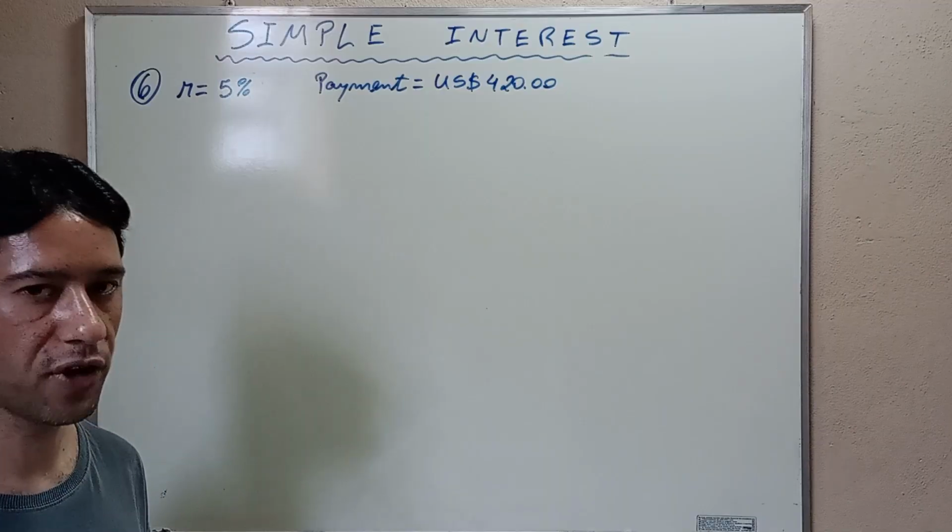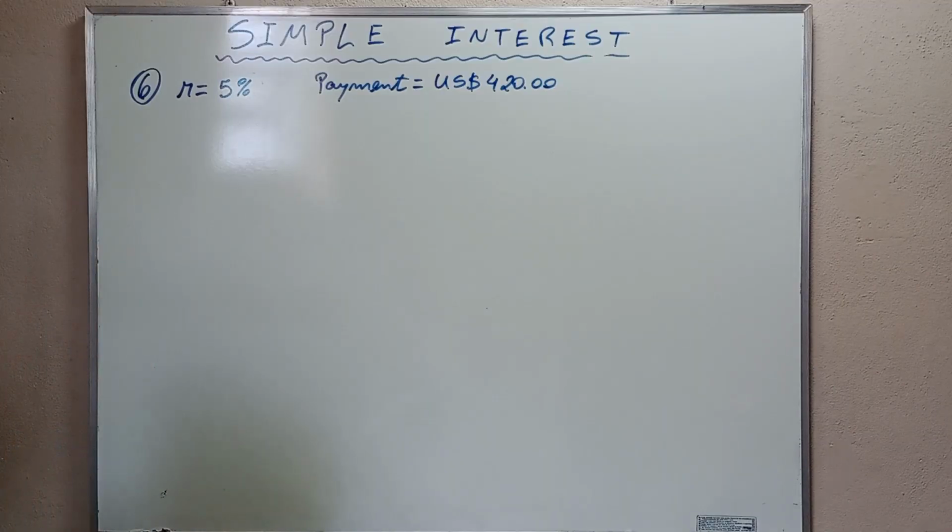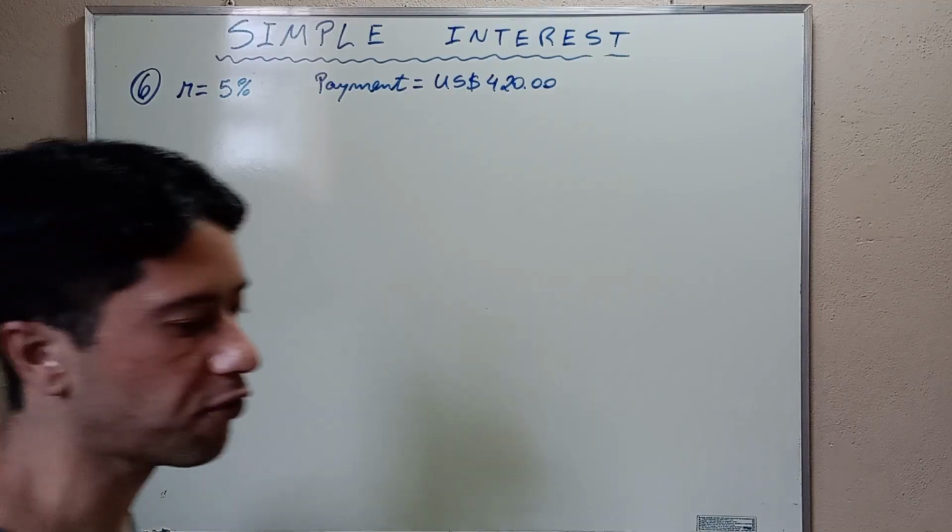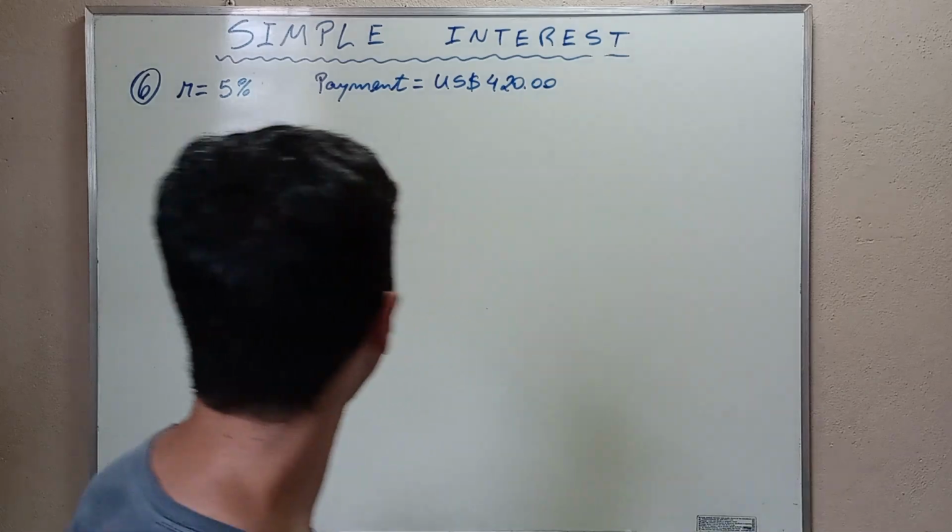Question number 6. Rachel paid an overdue bill with a 5% interest charge, resulting in a total payment of $420. Had she paid the bill on the due date, how much would she have saved? Okay, my friends, this is the question. Let's go to the solution.